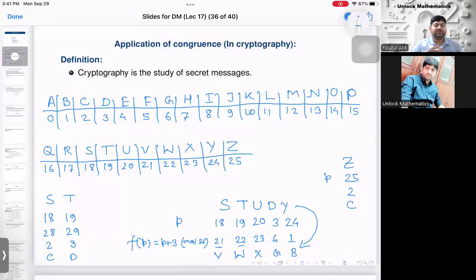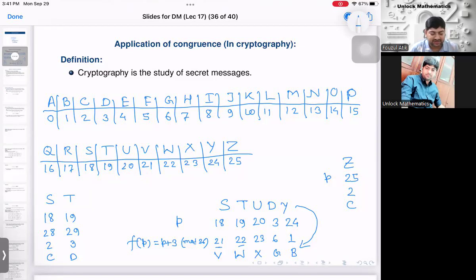See, with the help of this modular thing, P plus 10 mod 26, we have written a very strong message which is encrypted very strongly, right? So this is called the encryption method. And basically, these are the applications of cryptography. What is cryptography? Cryptography is the study of secret messages. Right. Then we have done that encryption. Then somebody has to decode it also, right? That part we'll discuss after some time.